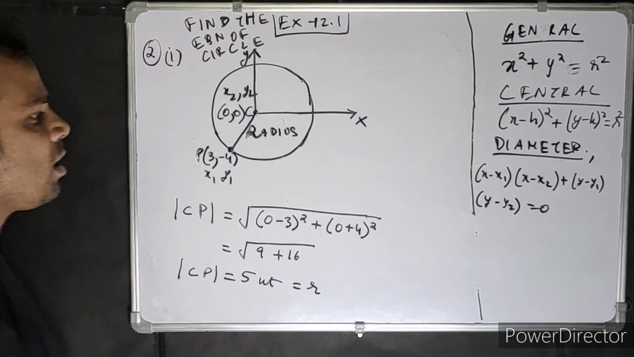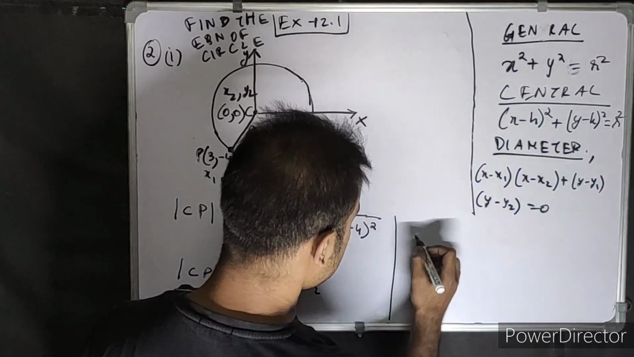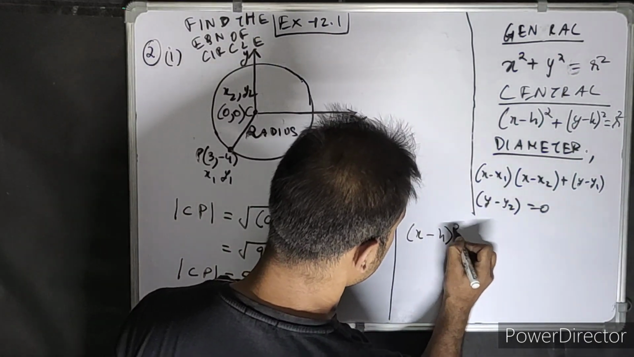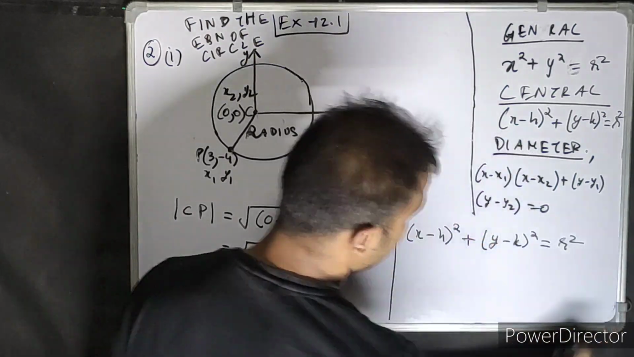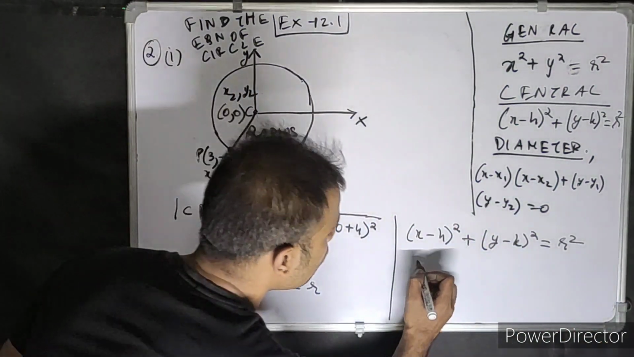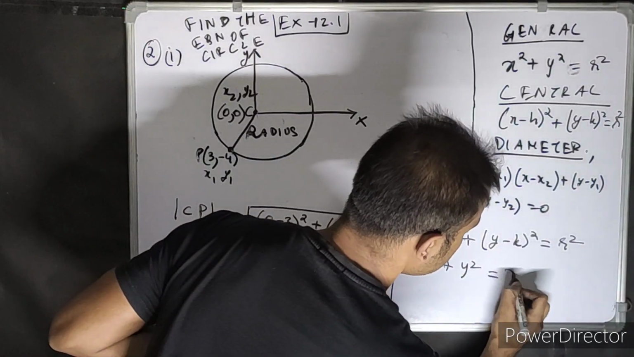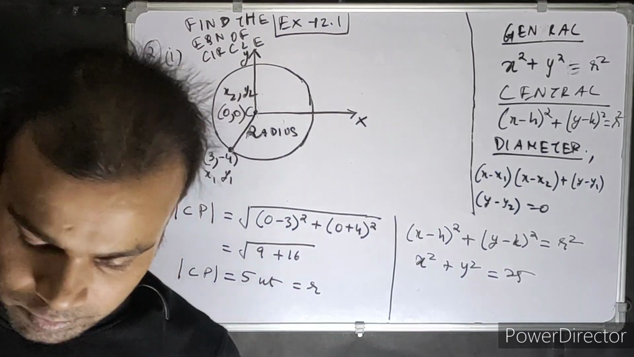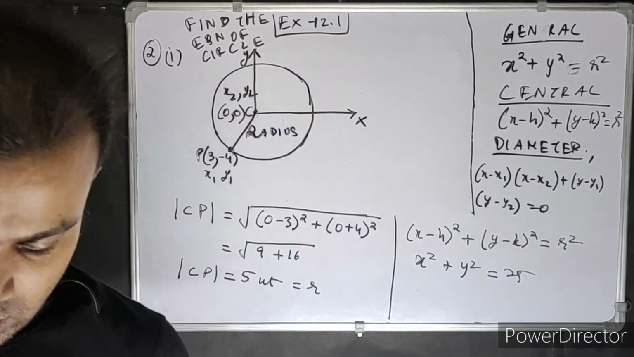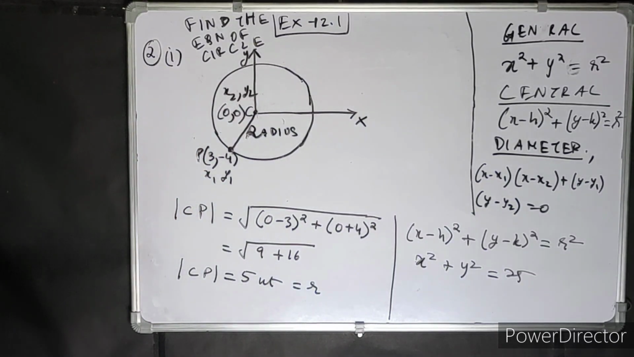You have your center. Now you can find the equation of the circle. It's very simple. So what is the equation? (x minus h) whole square plus (y minus k) whole square is equal to r square. Center 0, so this will be x square, this will be y square, this is 5, and this is going to be then 25. That's the equation of the circle. Let's check the answer. 2 part 1, x square plus y square is equal to 25. Correct answer.